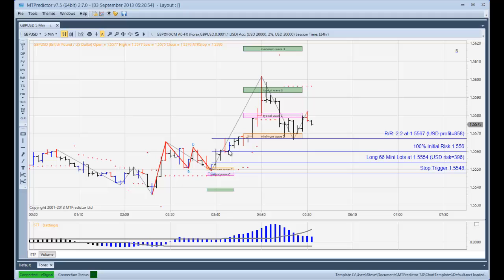Okay, and you can see the market went up to the first target, which was here. At the first target there was a potential 2.2R profit available. Remember, 2.2R means 2.2 times the initial risk.